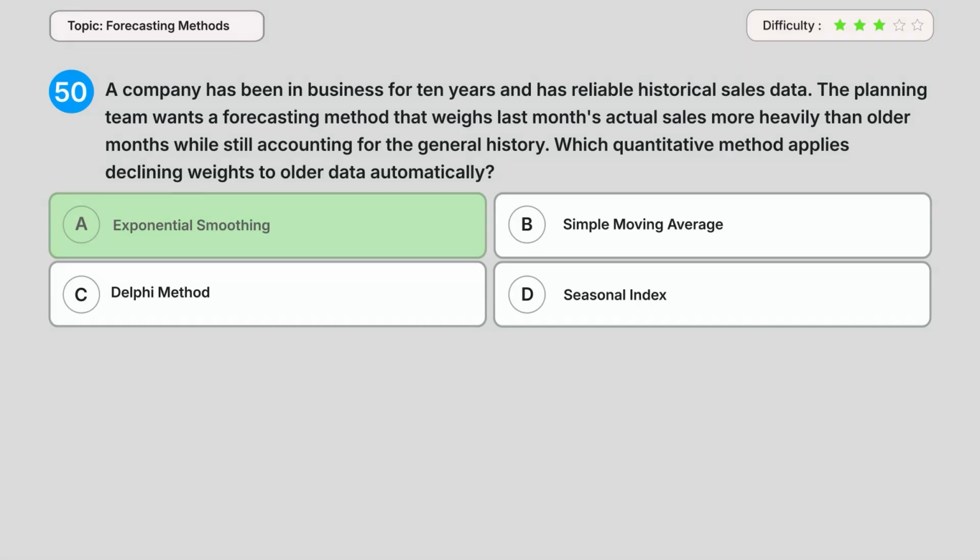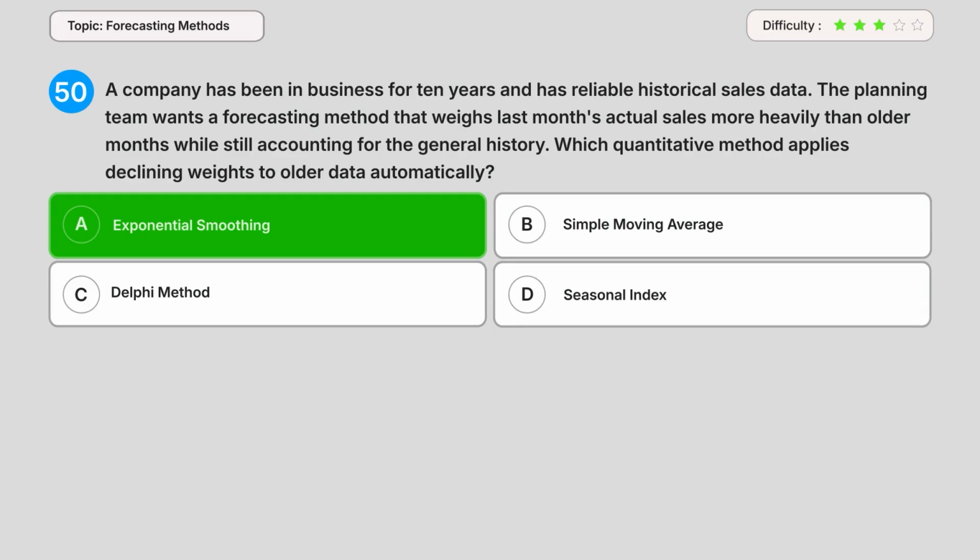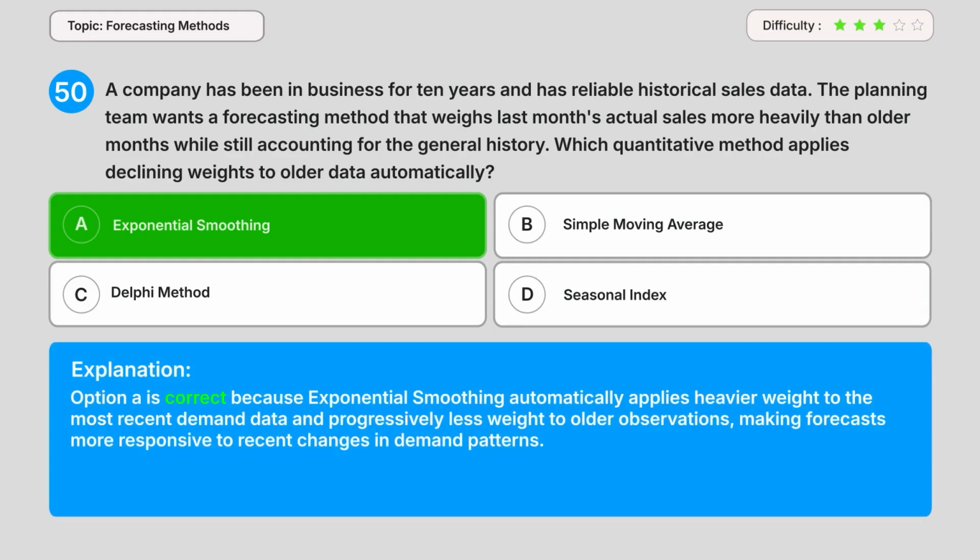Correct answer, A. Exponential smoothing. Explanation: option A is correct because exponential smoothing automatically applies heavier weight to the most recent demand data and progressively less weight to older observations, making forecasts more responsive to recent changes in demand patterns.